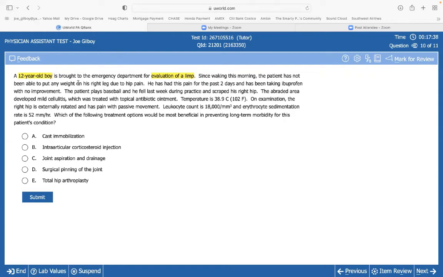Since waking this morning, the patient has not been able to put any weight on his right leg due to the pain. It's like, okay, so whatever this is, it's caused him not to be able to walk. He's had the pain for the past 2 days, been taking ibuprofen. No, so he's not getting better. He plays basketball and he fell last week during practice and scraped his right hip. Okay, I see him. The abraded area developed mild erythema. Like, oh, okay, so he has an infection on this hip. And they treated him with topical antibiotics. You're like, okay, I see the story.